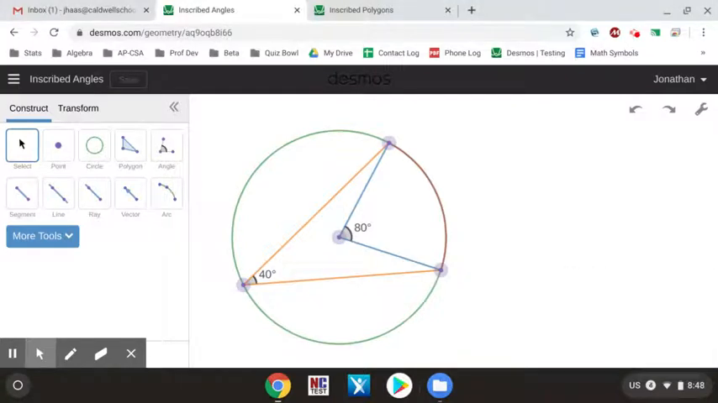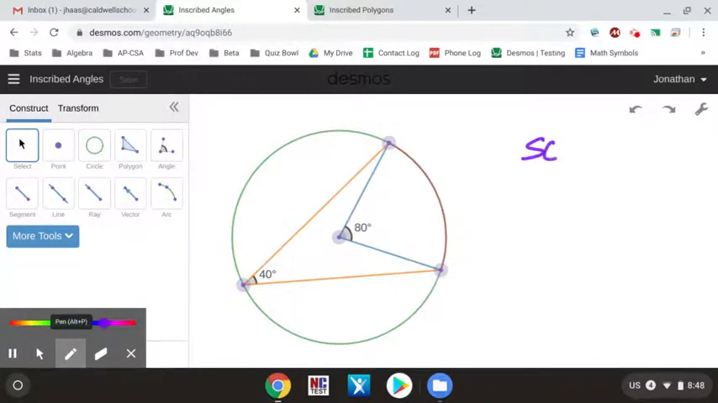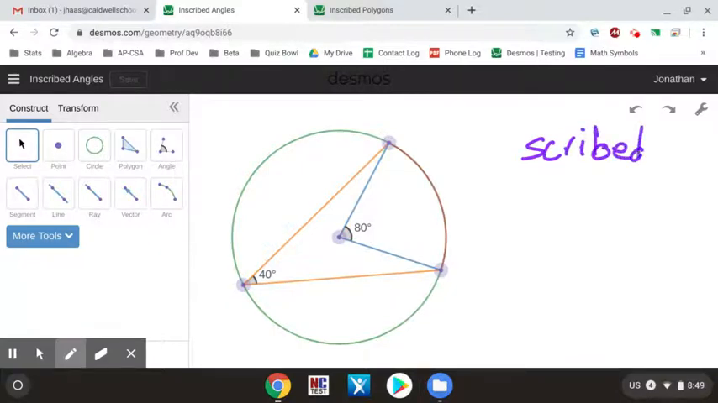Okay, we have talked about lots of different things about circles, but today we're going to talk about inscribed. Now, the word inscribed means that it is inside of something. So the word scribe means to write or draw. So if I say something is inscribed, it means it's drawn in. So anytime you see the word inscribed, you can think of that meaning drawn inside or drawn in.